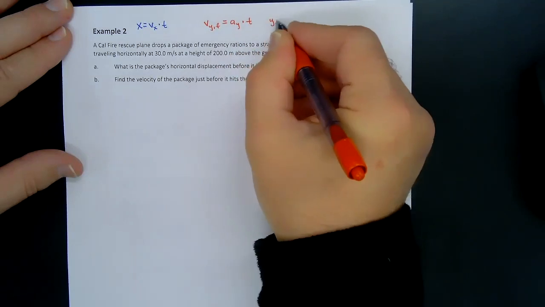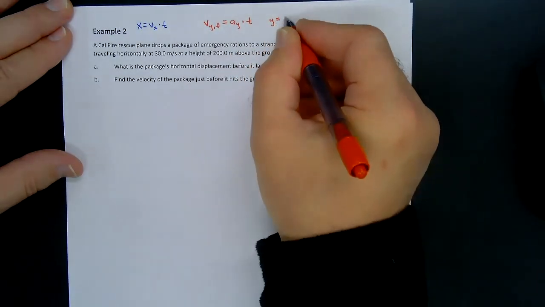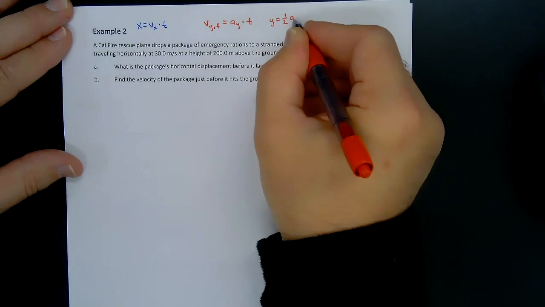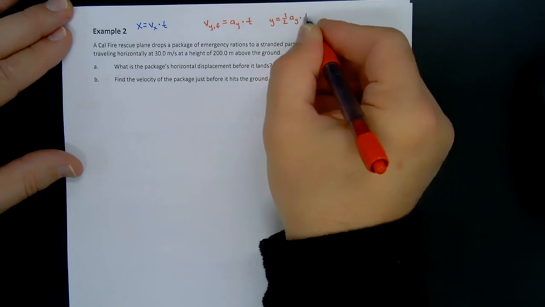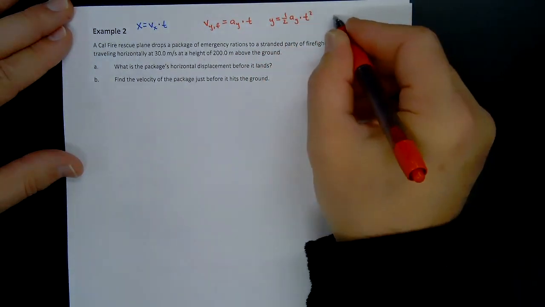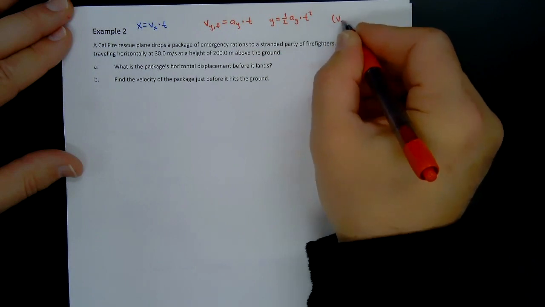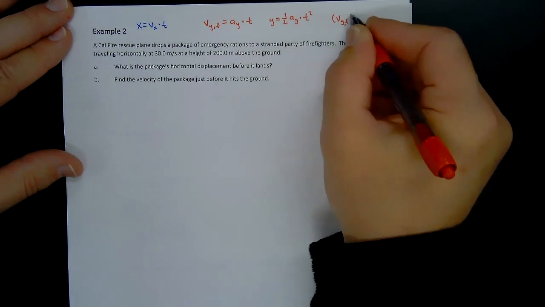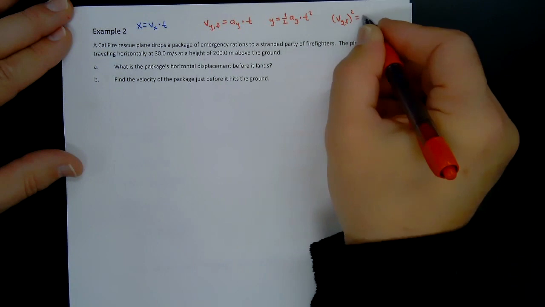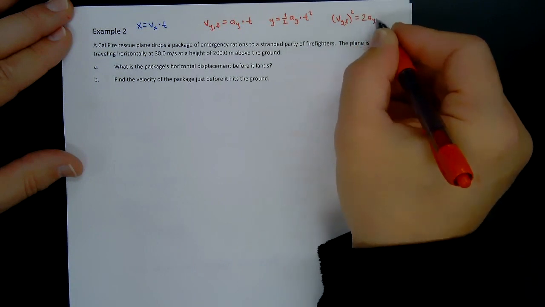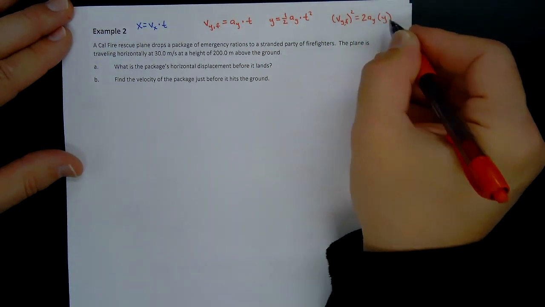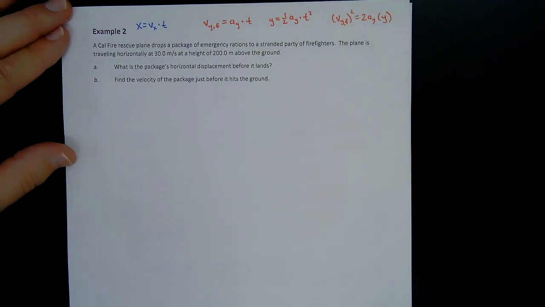And we know the vertical displacement is also equal to 1/2 times the acceleration in the y direction times t squared. And then we also know that the velocity in the y direction final squared is equal to 2 times the acceleration in the y direction times the vertical displacement. Okay, so here we go.